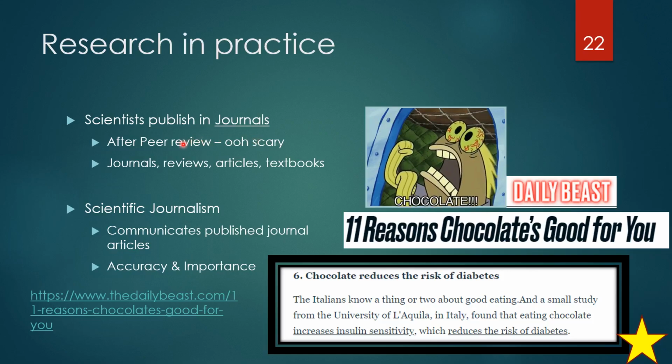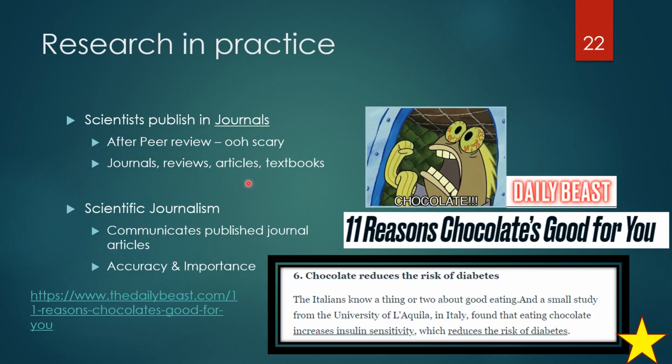But if it's well done, it's rigorous and empirical, then your stuff gets published in journals. Once research is published in journals, people may take a large bunch of research and turn it into a review. The point of a review is kind of like a summary of a bunch of different journal articles on the same topic. You may also get research popping up in news articles or blog posts.